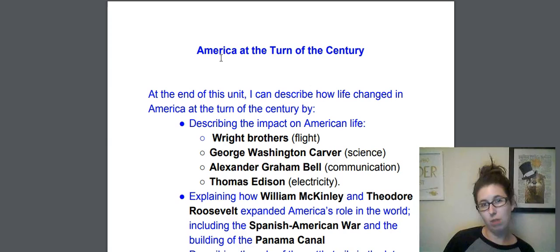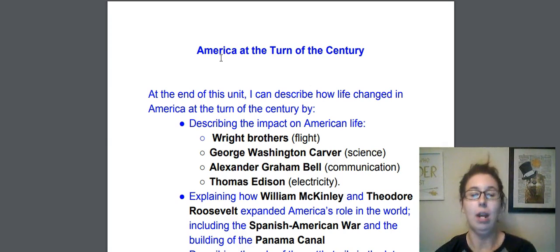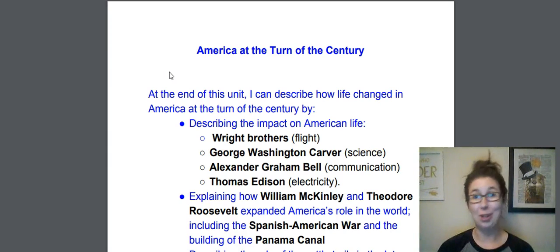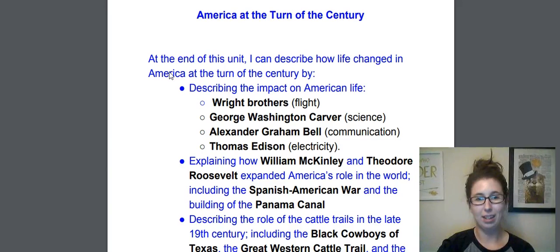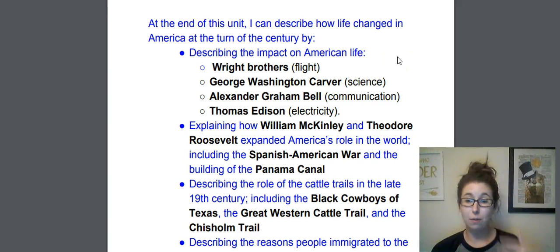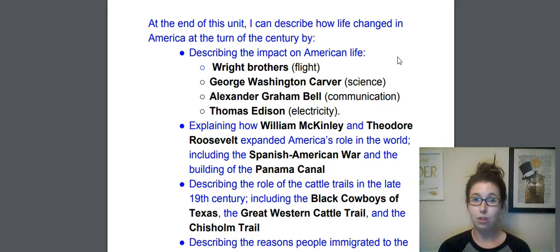Make sense? Okay. All right, so very beginning, at the end of this unit, I can describe how life changed in America at the turn of the century by, we're starting off our goals. Some of these you guys already know, you have a head start, which is really awesome. By describing the impact on American life, and then there's a list of 4 people, technically 5, of our inventors that we researched last week.